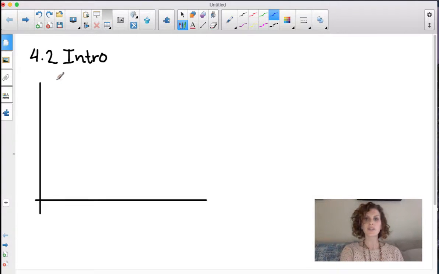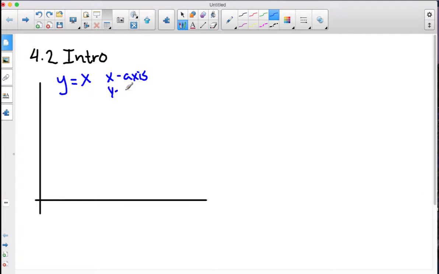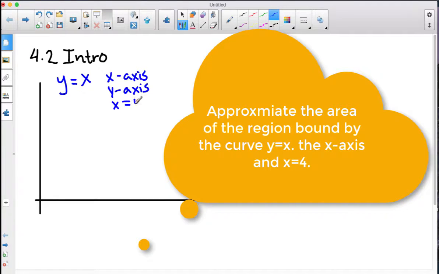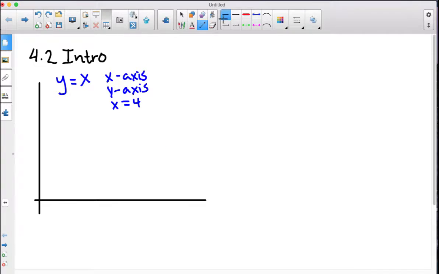Hey guys, we're going to do an introduction to 4.2, which is about Riemann sums. And we're going to use Riemann sums to approximate areas under a curve. Suppose you're asked to approximate the area under the curve y equals x, and our bounds here are the x-axis, the y-axis, and x equals 4. So what would this look like?